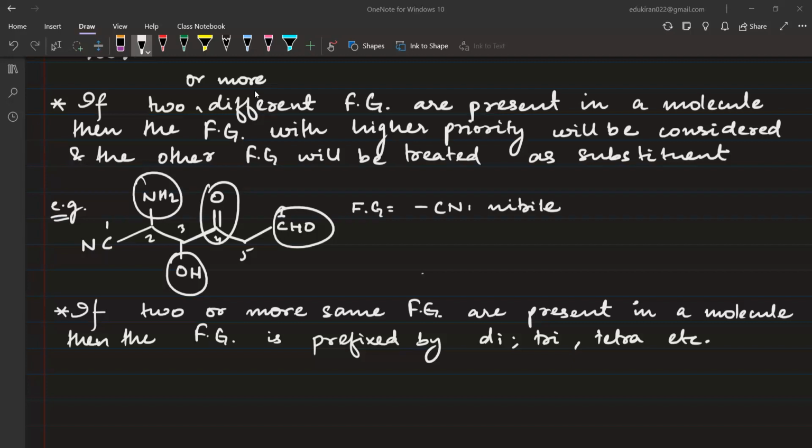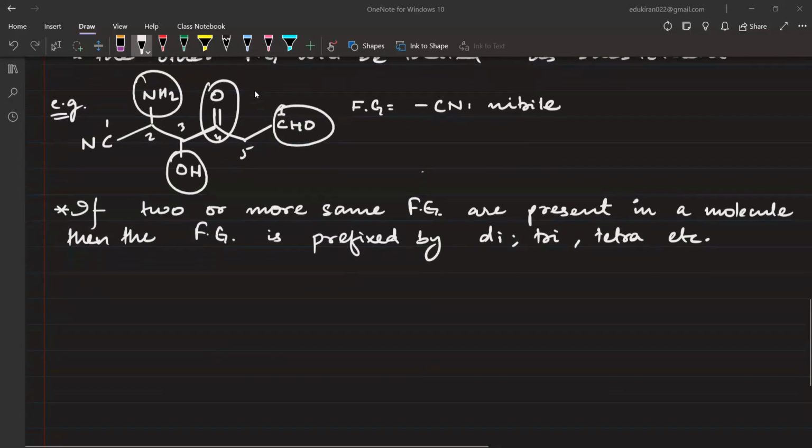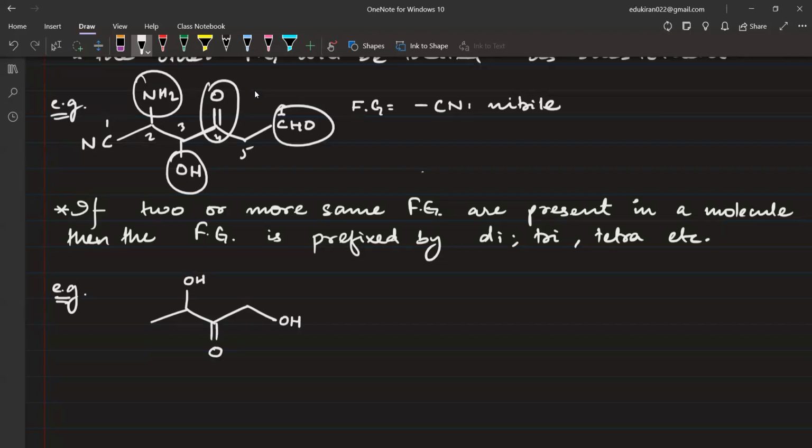Now, if two or more of same functional group are present in the molecule, then we are going to write it by di, tetra, etc. Okay. Now, I will give you an example. For example, if you have something like this. So let us suppose here we have OH, and here we have OH, but here we have C double bond O. So tell me what will be the functional group first of all? What will be the functional group here? Please write in the chat, guys, all of you.